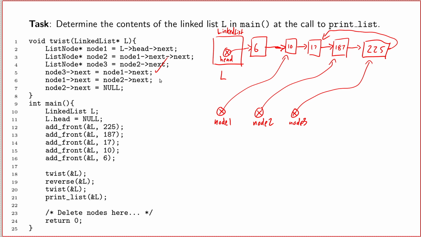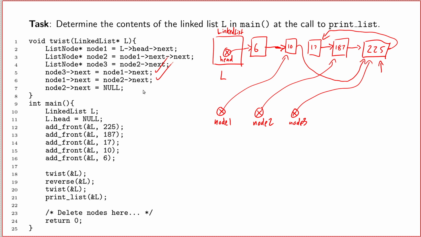Node 1 arrow next equals node 2 arrow next. What's node 2 arrow next? Okay, node 2 arrow next would be this. Okay, so node 1 arrow next is going to point at the 225. So node 1 arrow next would be this thing. So it now points up here. All right, that's this statement taken care of.